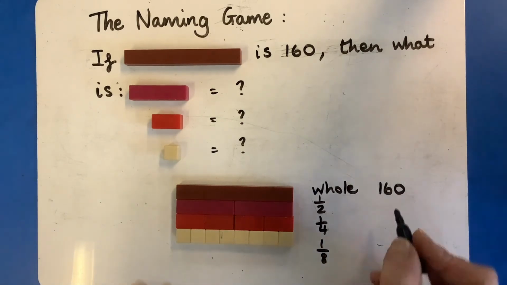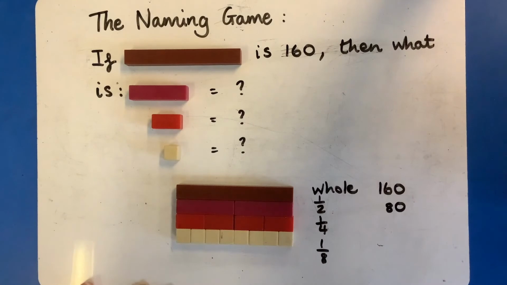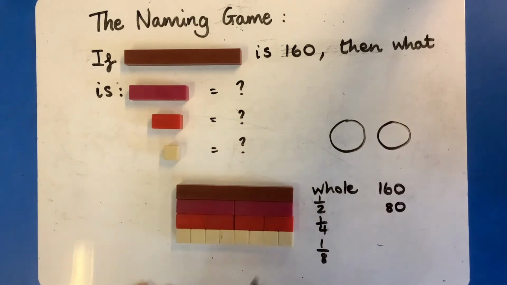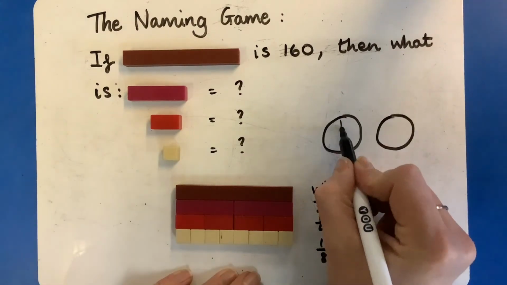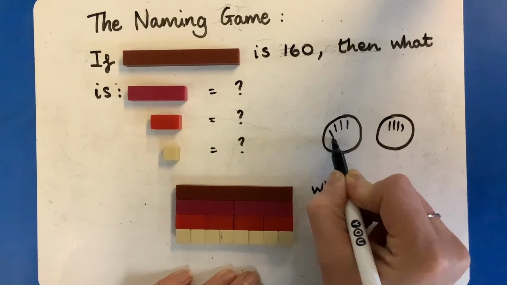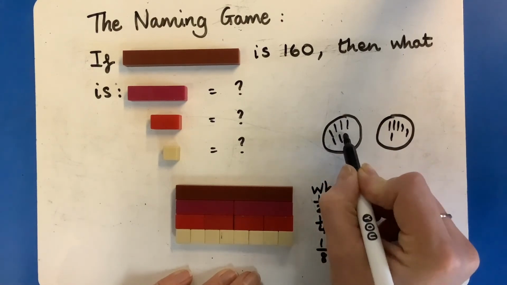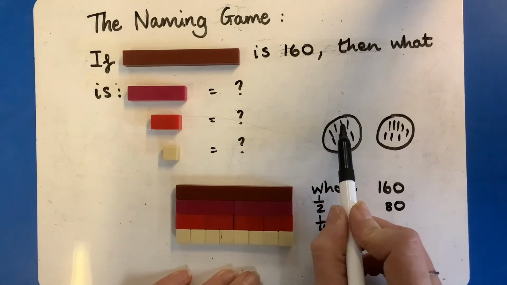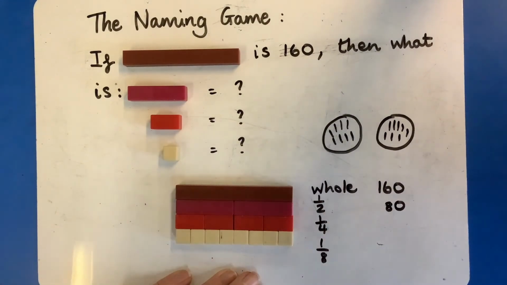Half of 160, that's 80, because I know that half of 16 is 8. If I don't know what half of 16 is, I could draw my 2 circles and do my dots, or I could do 16 sticks, couldn't I, for my 160. 1, 2, 3, 4, 5, 6, 7, 8, 9, 10, 11, 12, 13, 14, 15, 16. 10, 20, 30, 40, 50, 60, 70, 80.